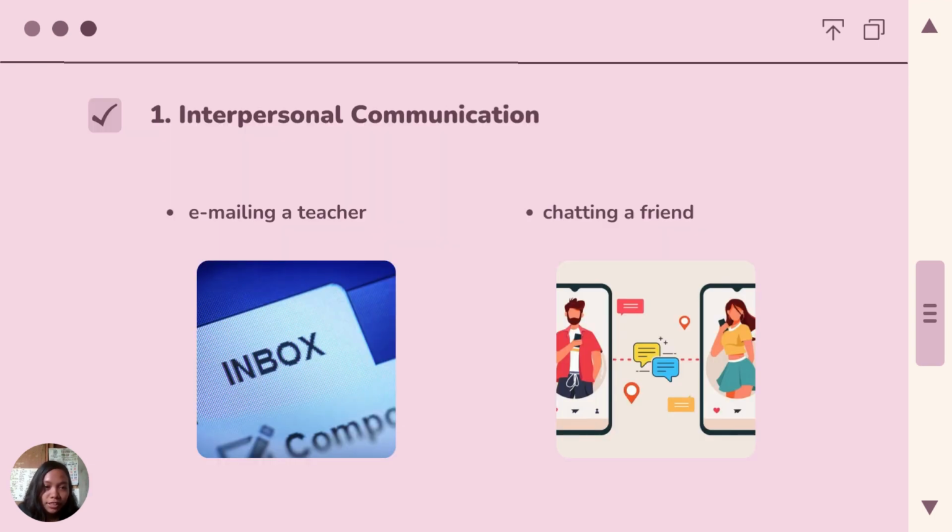Okay, another example is this. You are emailing your teacher. You email your project or your assignment to your teacher. So it is a communication between you two. And then you're chatting a friend. It is common nowadays because of social media. You can chat your best friend or your friend through Facebook or in Messenger. So it's interpersonal. It's just between you two.